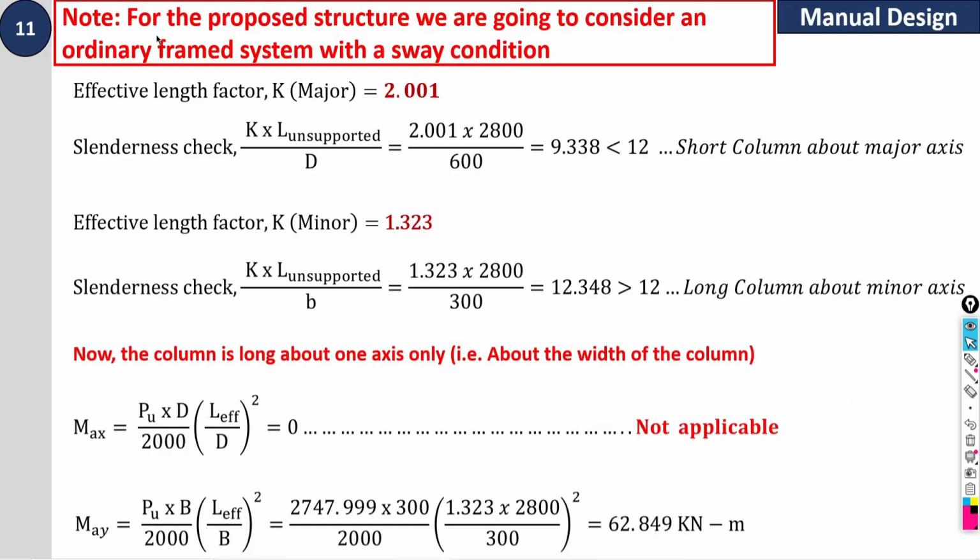finally I have said that for the proposed structure, we are going to consider an ordinary framed system with a sway condition. What I said, ordinary frame. We are not going to do the ductile design. We are going to consider the ordinary frame with sway condition. With sway means k value as 2.001, and for minor axis 1.323.